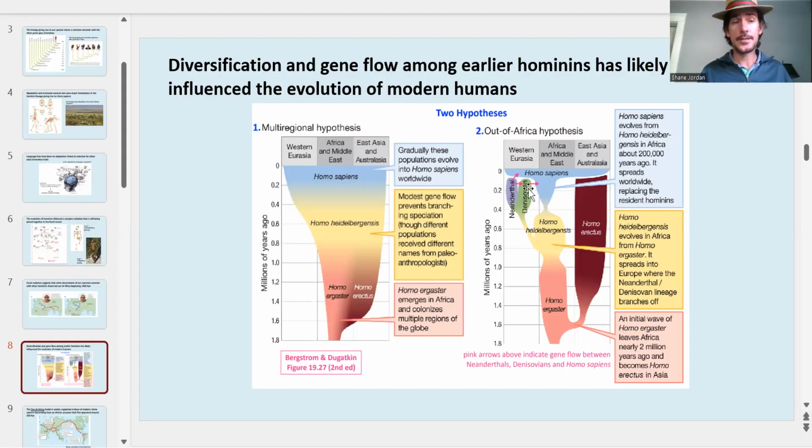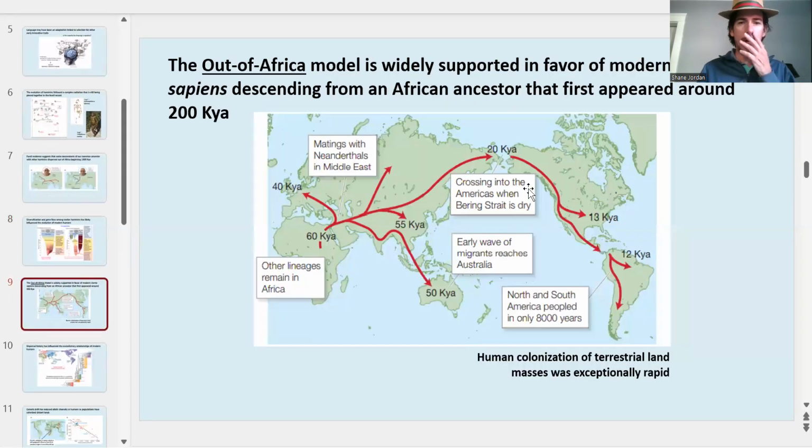What I can tell you is that the best evidence that we have at the present moment points toward the out of Africa hypothesis being the correct one, which would then suggest that not only did humans evolve roughly 200,000 years ago, but they migrated out of Africa only relatively more recently after that evolution. So once again, the out of Africa model is pretty widely supported in favor of Homo sapiens descending from an African ancestor that probably appeared something close to 200,000 years ago.